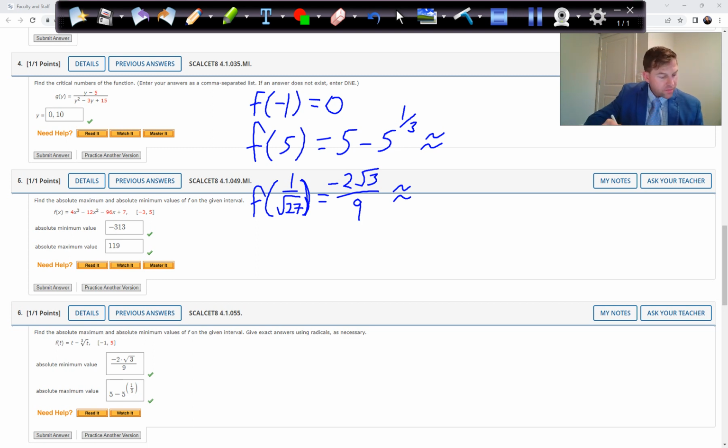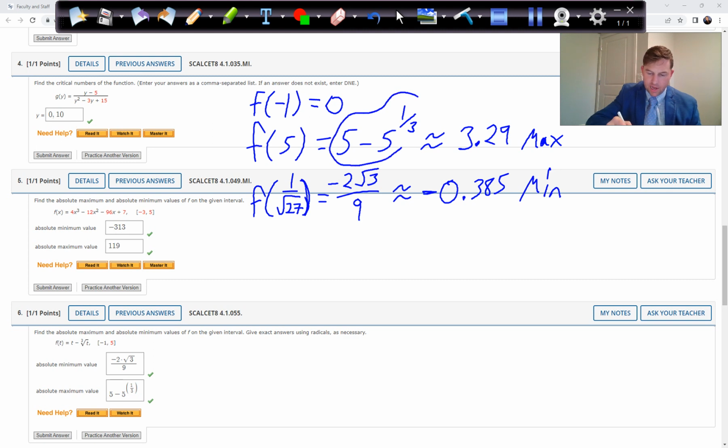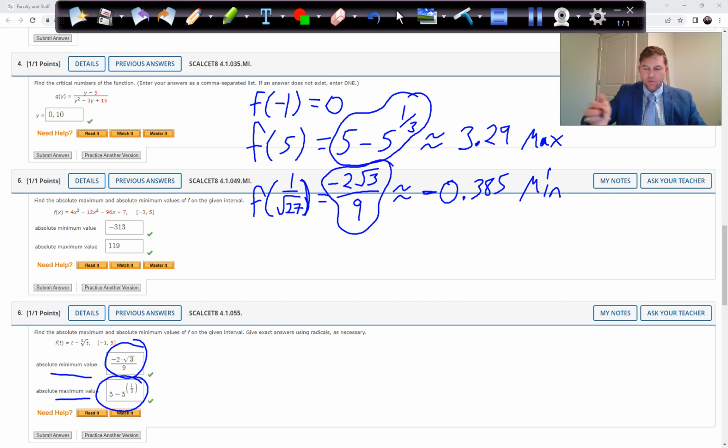to type in. 5 minus 5 to the 1/3 is approximately 3.29. And negative 2 root 3 over 9 is approximately negative 0.385. So based on this, we can see that this is the smallest number and this is the biggest number of these three possible numbers. So we'll type this in for the maximum, and we'll type this in for the minimum. Okay, so that's how you would do problem 6.